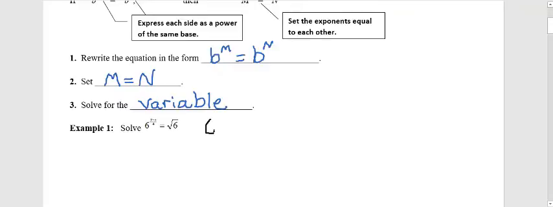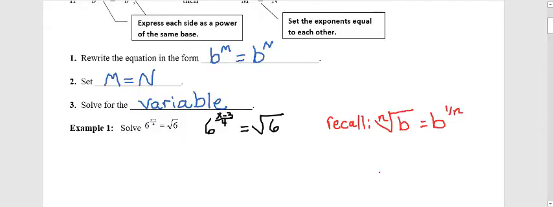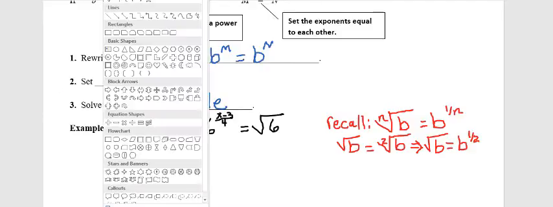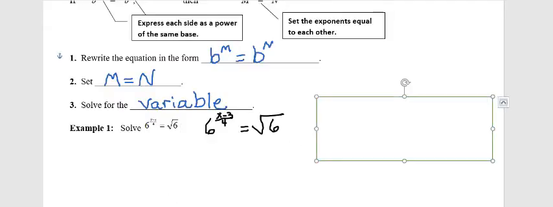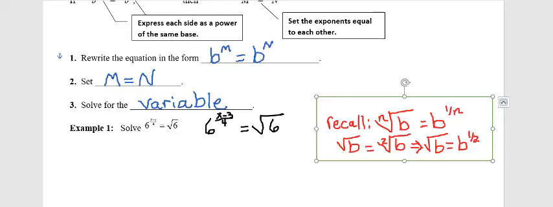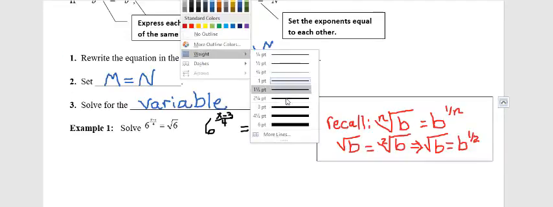Here we have 6 to the (x minus 3)/4 equals the square root of 6. So we're going to use this process on this problem, but we need to recall that the nth root of b equals b to the 1/n power, and that the square root of b is really a second root of b, where the index 2 is not written. So the square root of b is equal to b to the 1/2 power. So we're able to use that process on this problem by rewriting the square root of 6 as an exponential.